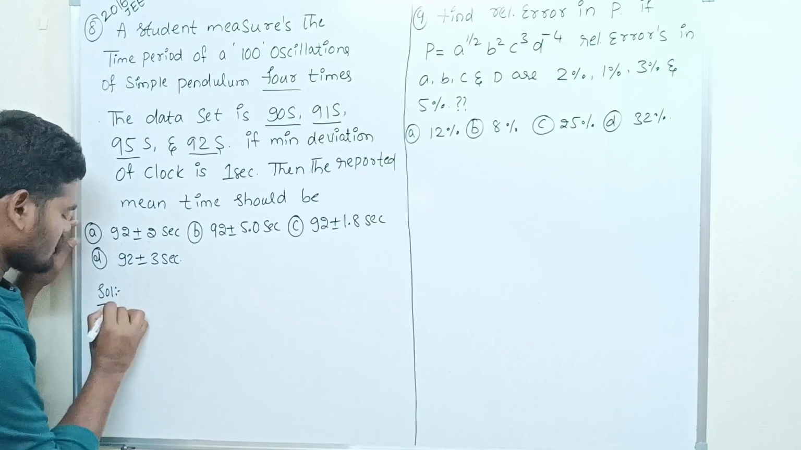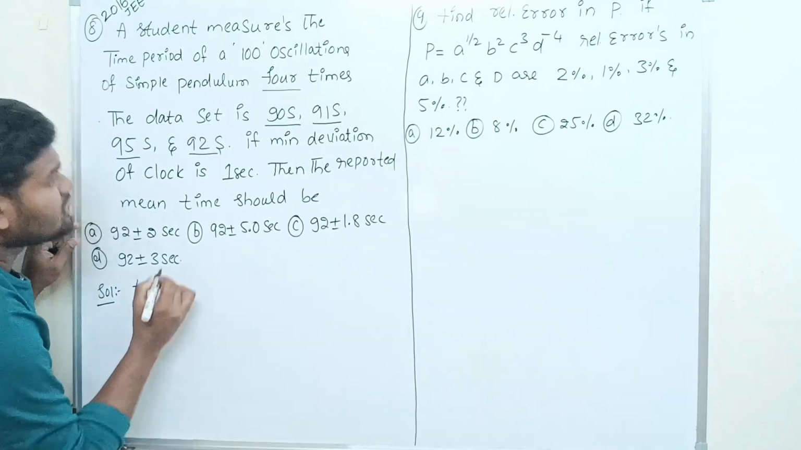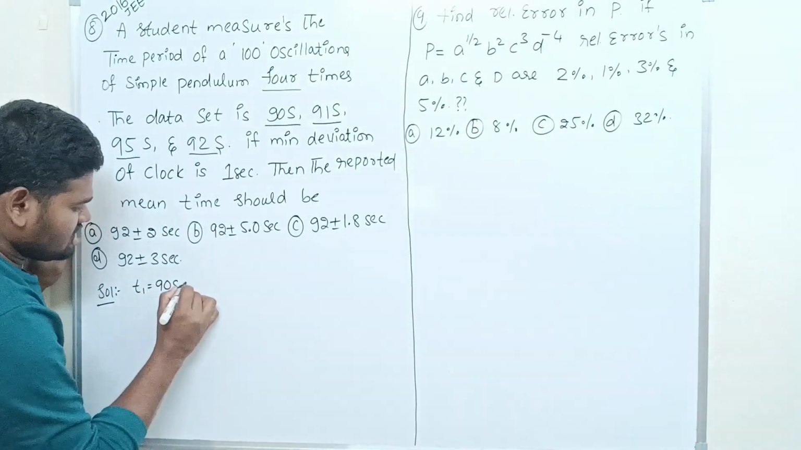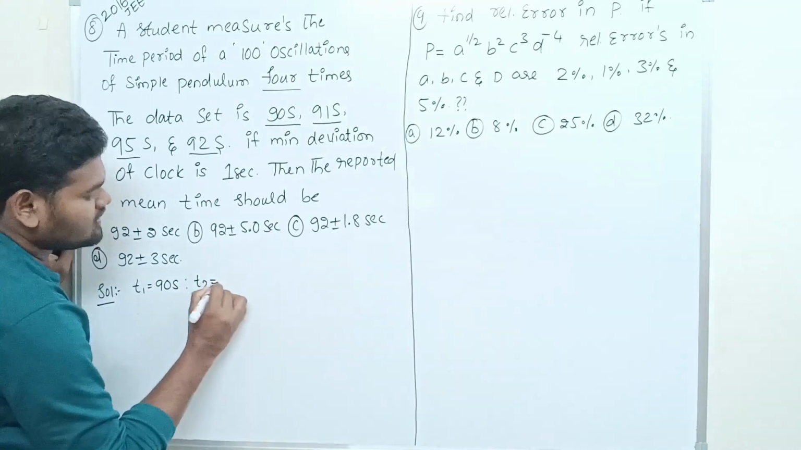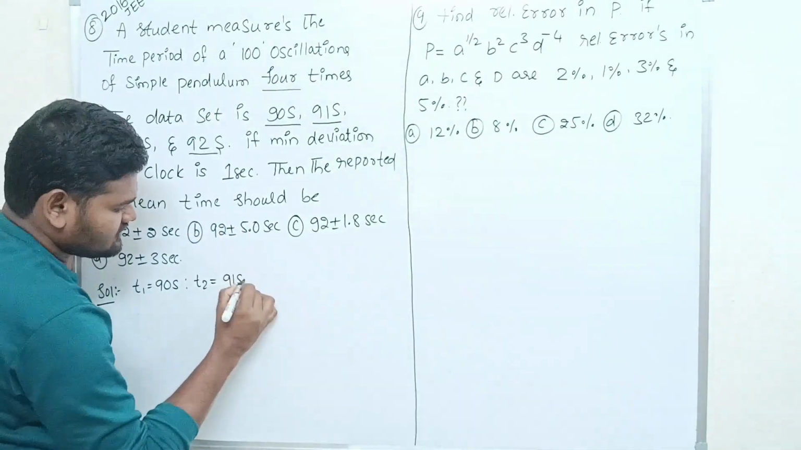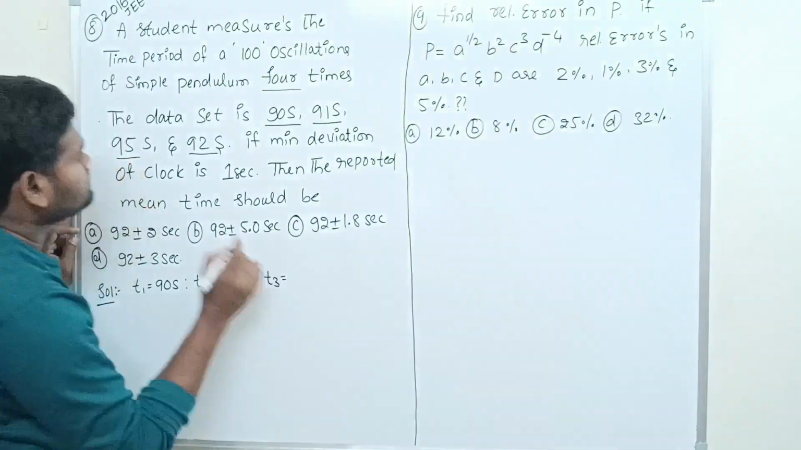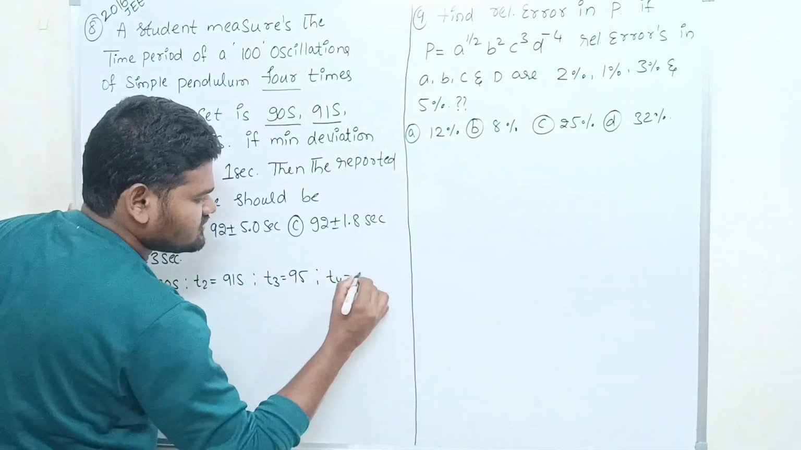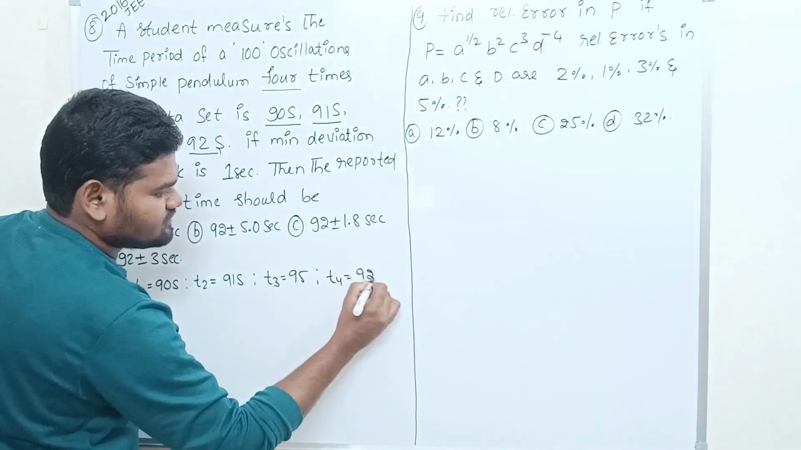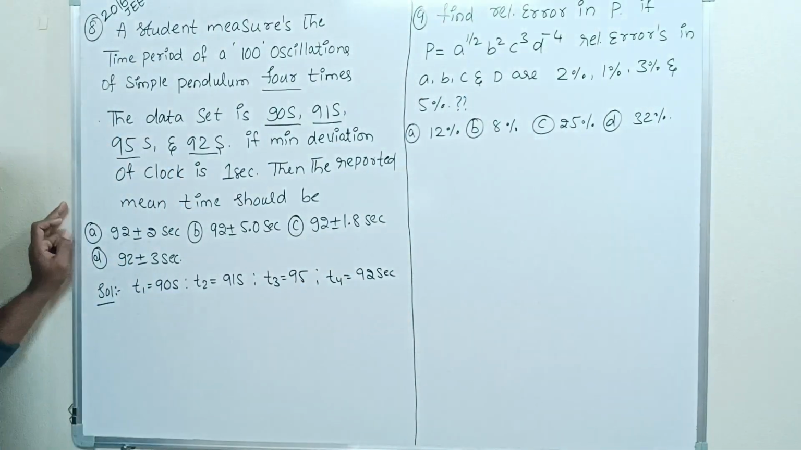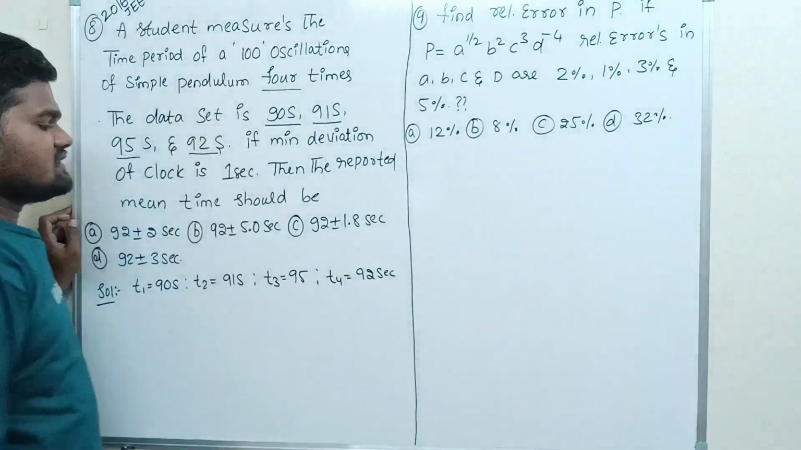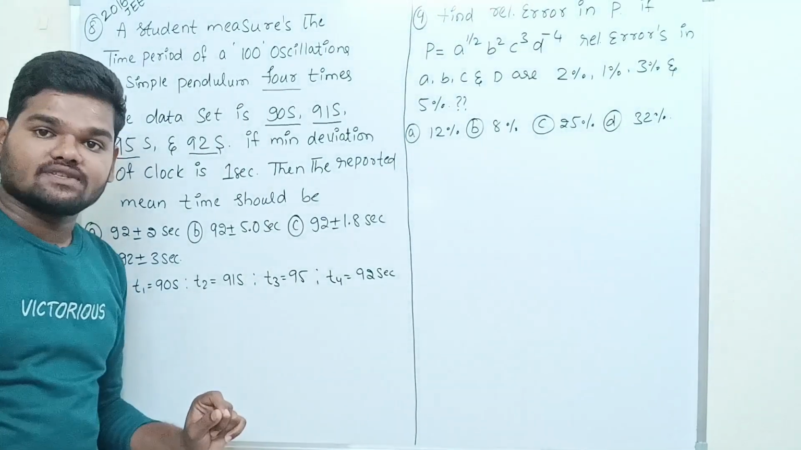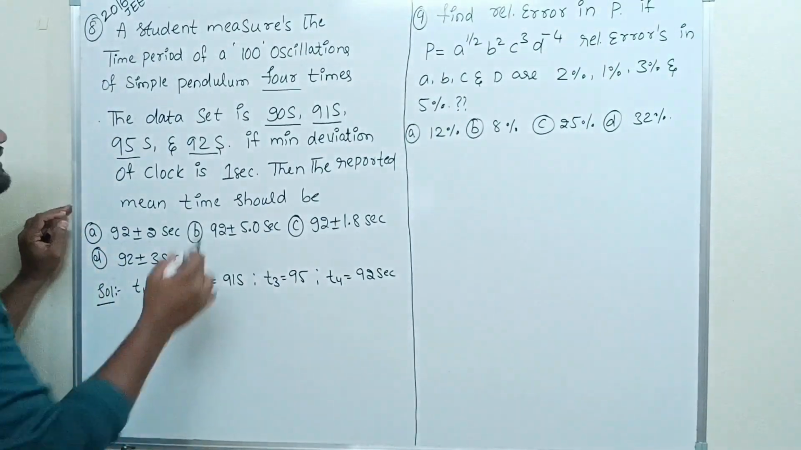Have a look. T1 is equal to 90 seconds, and T2 is equal to how much? 91 seconds, and T3 is equal to 95 seconds, and T4 is equal to 92 seconds. So this is the time period of a simple pendulum for 100 oscillations. He made the experiment 4 times. Okay. So now what is he asking?